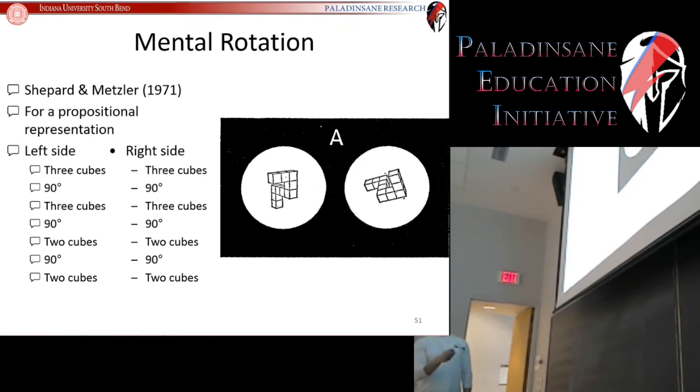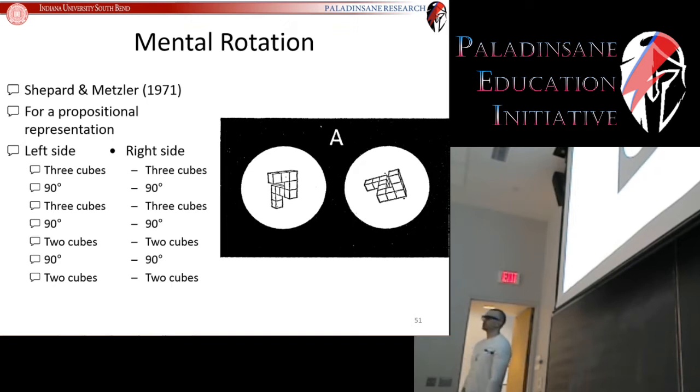So proposition number 1, 3 cubes, good. Proposition number 2, 90 degrees, perfect. Proposition number 3, 3 cubes, great. Number 4, check. Number 5, check. Number 6, check. Number 7, check. All of them match up. These two objects are the same.